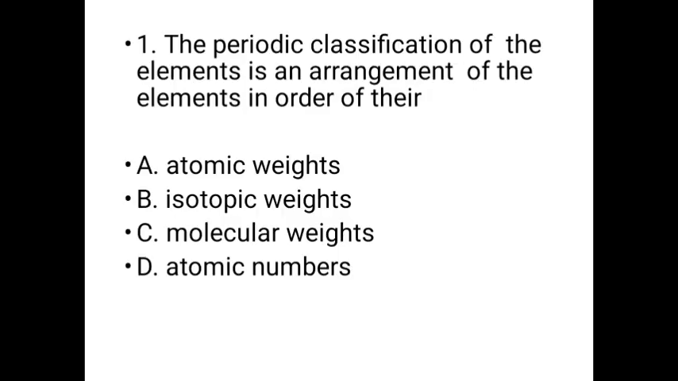Number 1. The periodic classification of the elements is an arrangement of the elements in the order of their: A. Atomic weights, B. Isotopic weights, C. Molecular weights, D. Atomic number.